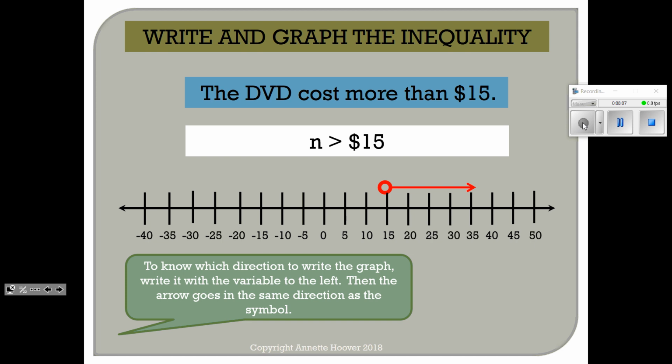And this is just a reminder again about what I said. To know what direction to draw the graph, write it with the variable to the left. Then the arrow goes in the same direction. So here the variable is on the left side of the equation. So we know this symbol shows you the direction of the arrow. If I were to flip it and write the variable on the right side, since the greater part of the symbol is toward the variable, I have to flip the sign, and it reads the same way, except this time you have to read this way. N is greater than 15. So it reads better when you have the variable on the left side.